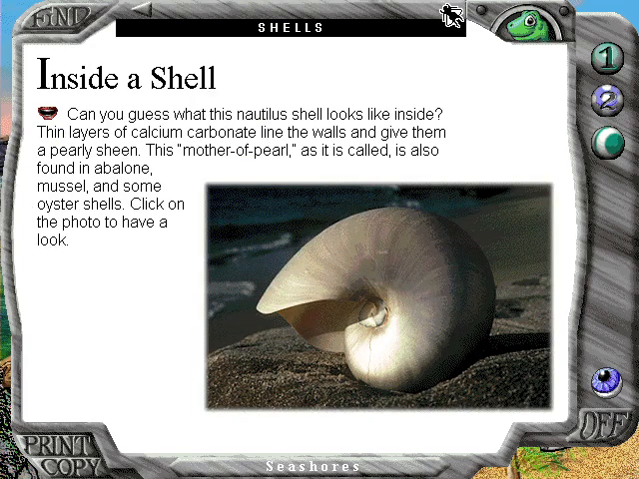Inside a shell. Can you guess what this nautilus shell looks like inside? Thin layers of calcium carbonate line the walls and give them a pearly sheen. This mother of pearl, as it is called, is also found in abalone, mussel, and some oyster shells. Click on the photo to have a look.